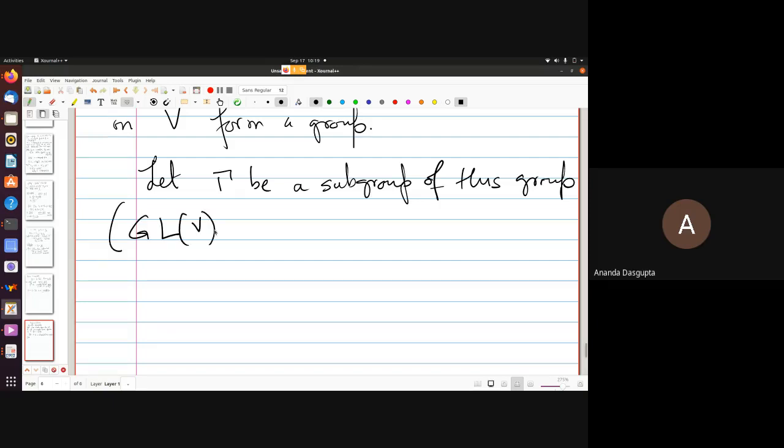By the way, this group is actually called GL(V), the general linear group of linear operators acting on the vector space V. More specific examples of this are, of course, GL(n,R) or GL(n,C), where the underlying vector space is R^n or C^n or things like that.